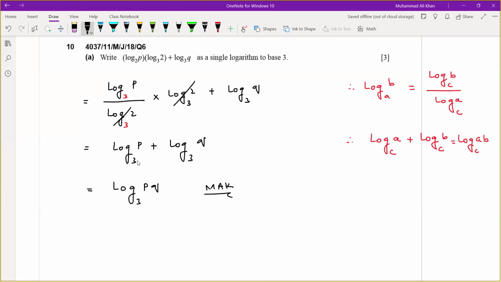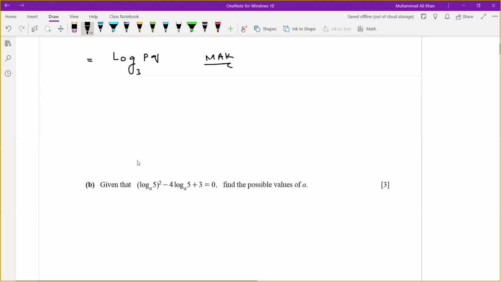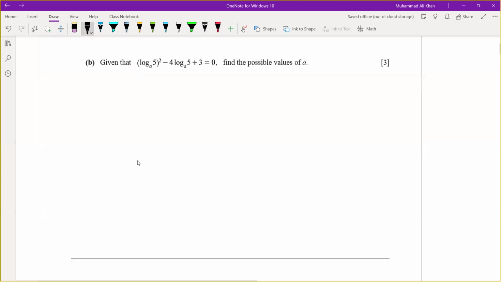Next one, part B. Given this, find the possible values of a. अब आप देखिए, मैंने आपसे कहा था कि अगर सेम चीजें आपको नजर आने शुरू हो जाएं एक क्वेश्चन में, तो अच्छा है उसको सब्स्टिट्यूशन के साथ करें. तो यहां पर मैं सब्स्टिट्यूट कर रहा हूं, let log a 5 is equal to, let's say I'm writing it t.